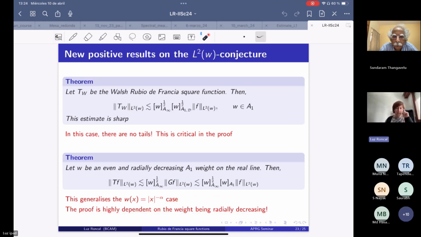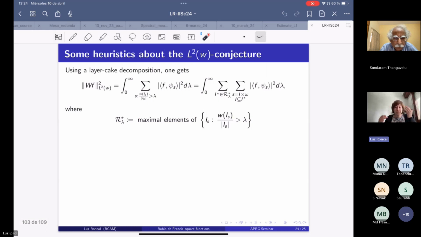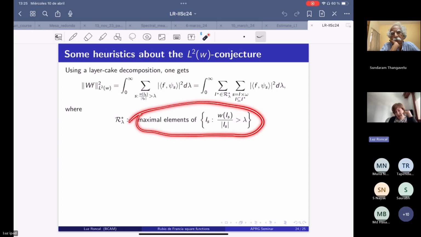Okay, but just to give some heuristics about these two cases, in some sense one can look at them in a unified way that can give some intuition. So the idea is the following. Start with the corresponding time frequency model and write the L2 weighted norm with a layer cake decomposition. Okay, so you write your model like this. Okay, here are the level sets. Just rewrite the corresponding sum in terms of the maximal elements of your level sets.